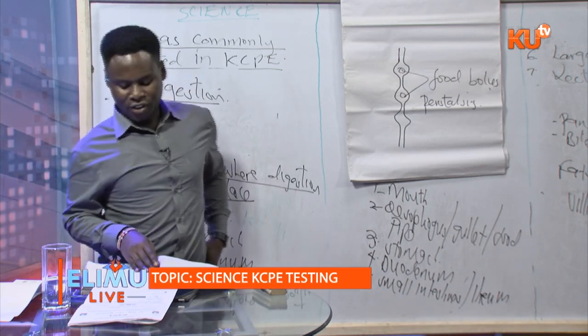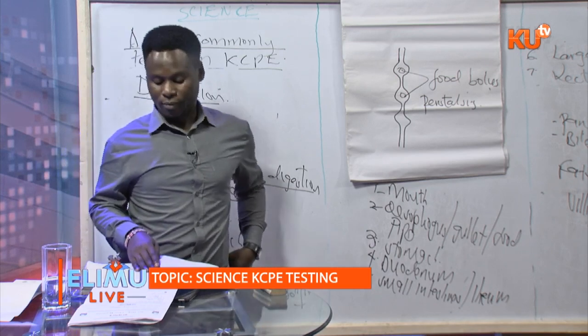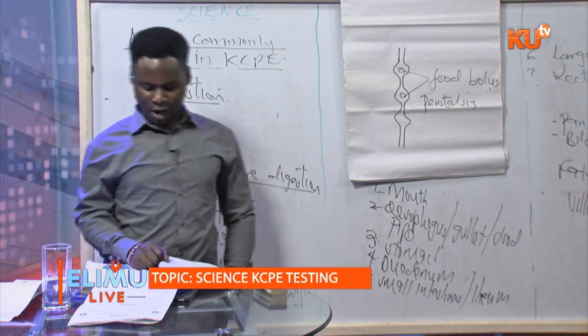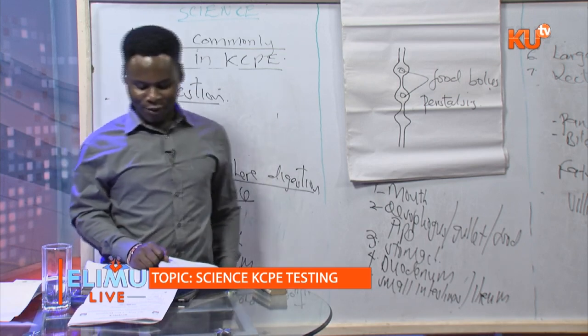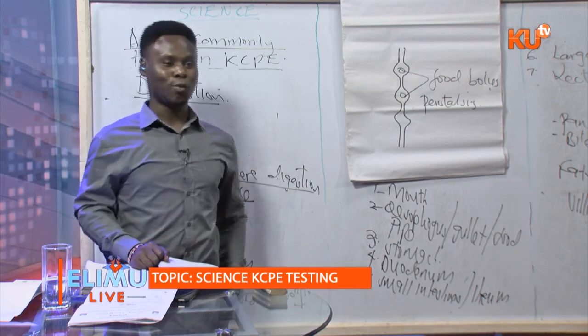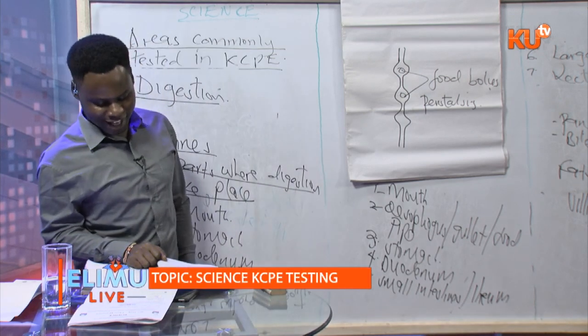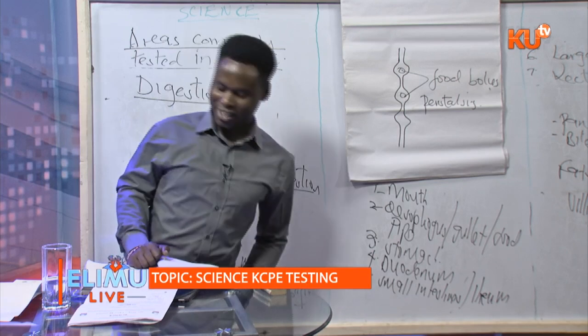So that was 2015. Part of 2016 was also there. Which one of the following parts of the alimentary canal is correctly matched to its function? Choice A, mouth, the function is digestion of food. Choice B, stomach, production of bile. Choice C, small intestine, absorption of water. Then lastly, choice D, large intestine, absorption of digested food.